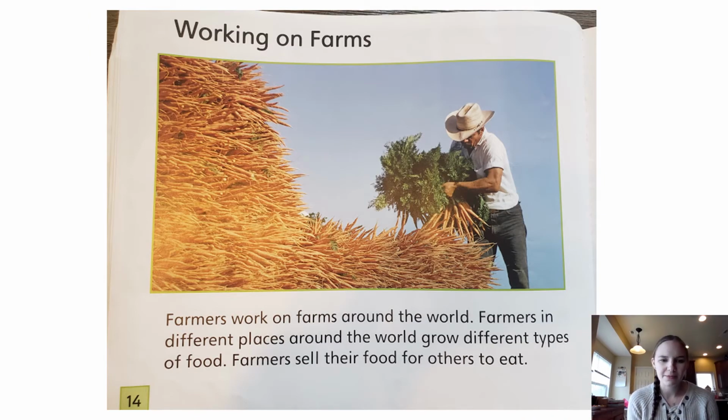Working on farms. Farmers work on farms around the world. Farmers in different places around the world grow different types of food. Farmers sell their food for others to eat. So around Kansas, we tend to make wheat and we tend to make corn and things like that. But it seems to me like this farmer is on a carrot farm and he's making lots of carrots.